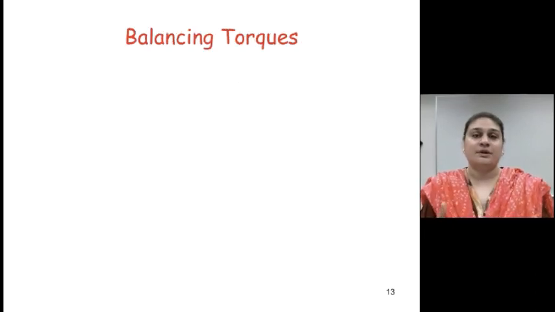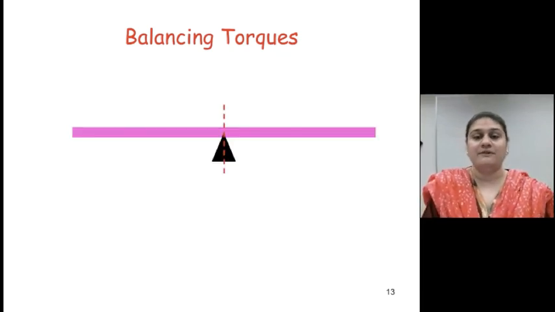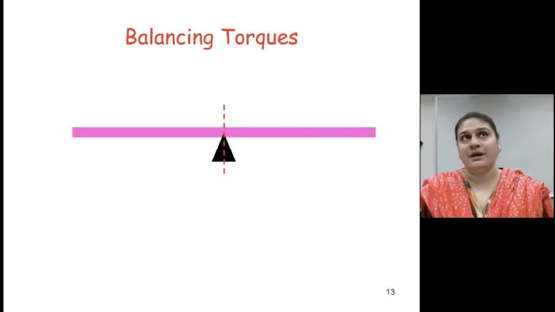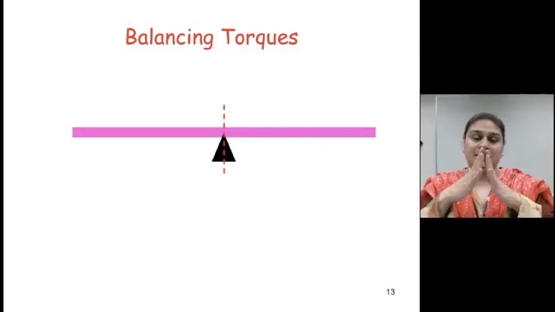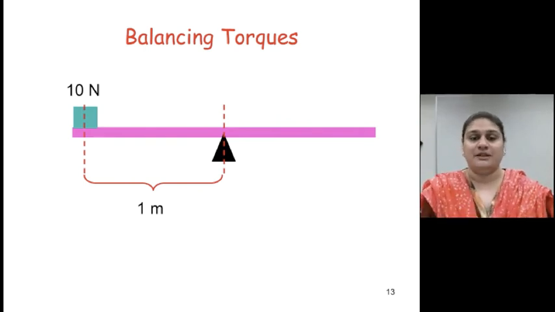So how does torque help us balance a beam? Let's say you have a beam, and imagine it's a seesaw, right? And it has two sides on it. It has a pivot point in the middle, and you put a 10 Newton mass on one side, which is about 1 meter away. Now, where should you place another mass, which is 20 Newtons, in order for your torques to balance, in order for this beam to stay balanced?